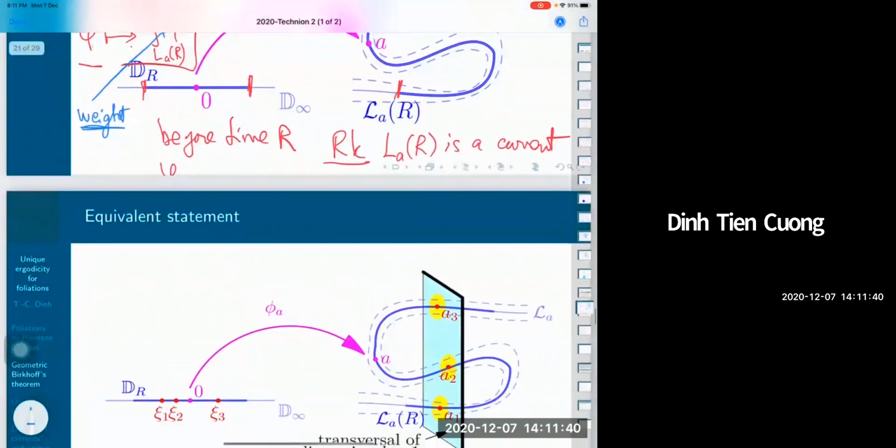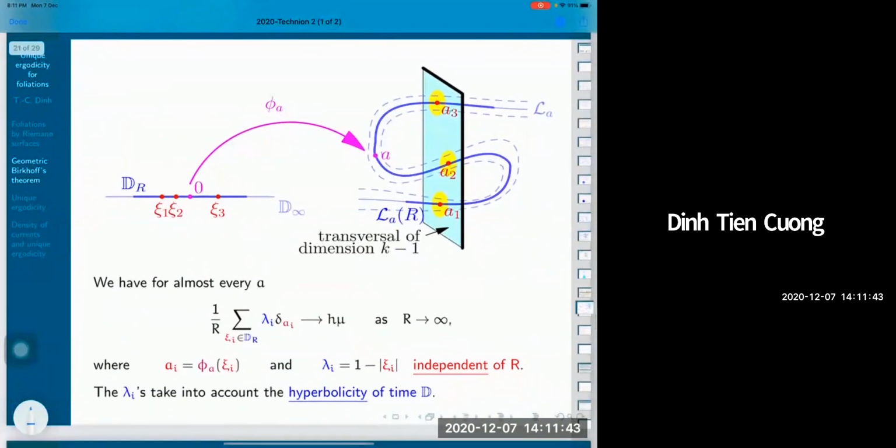So let me give you another way to see this theorem. Assume that you slice the space using a transversal of dimension k minus 1. Here you have the points A1, A2, A3, you consider some Dirac mass, and then you average them. In the classical ergodic theorem of dynamical systems, when you average them, the limit exists and is equal to the measure for almost every point.